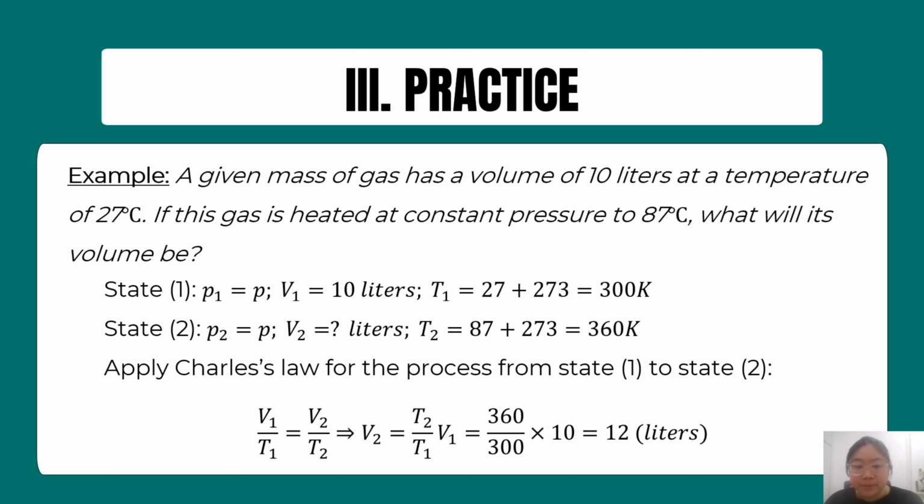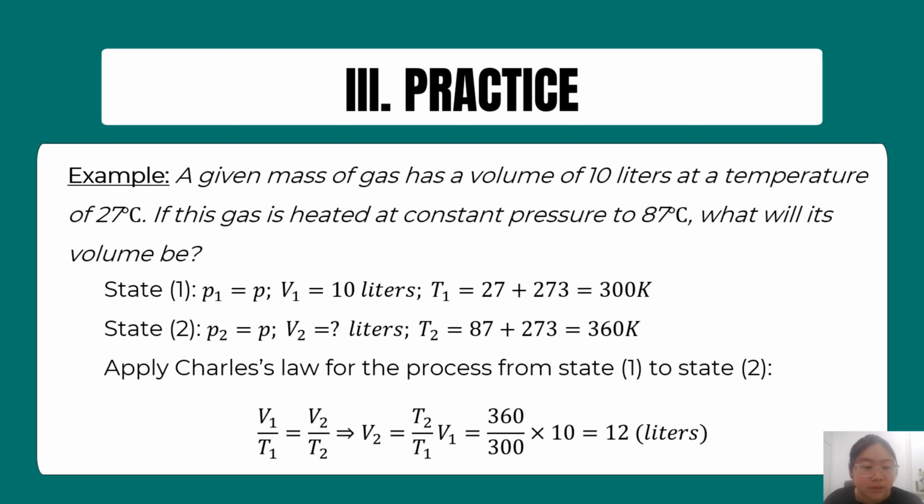Here is the example. A given mass of gas has a volume of 10 liters at a temperature of 27 Celsius degrees. If this gas is heated at constant pressure to 87 Celsius degrees, what will its volume be? First, let's check that it is an isobaric process. Yes, because it is heated at constant pressure.